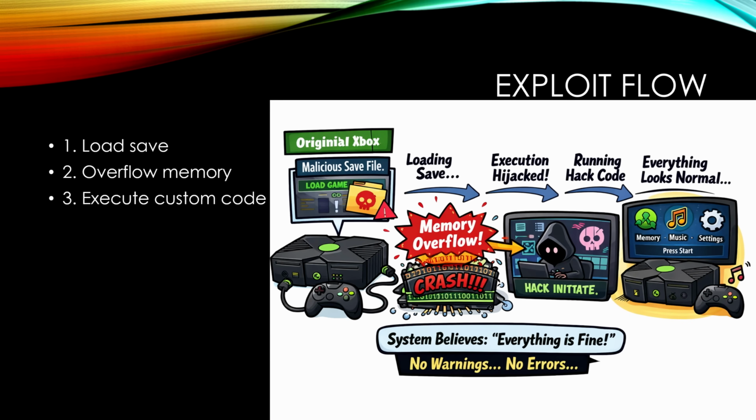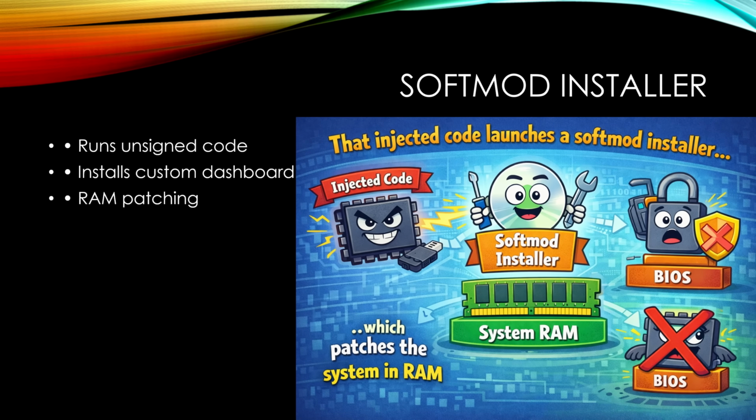For the exploit flow, when the save game loads, memory overflows, execution flow is redirected, and custom code runs. The console doesn't know anything is wrong. This allows Softmod to be possible. That injected code launches a Softmod installer which patches the system in the RAM instead of replacing the BIOS.